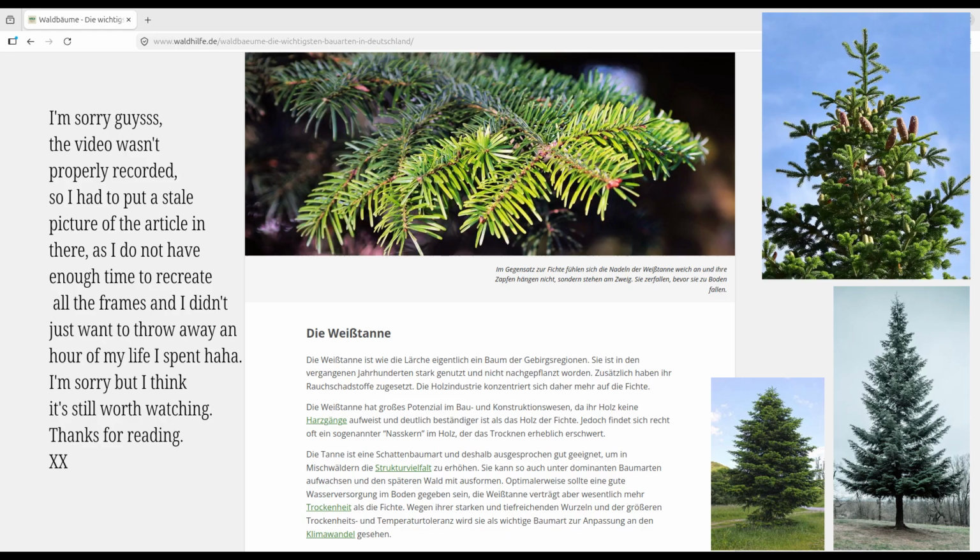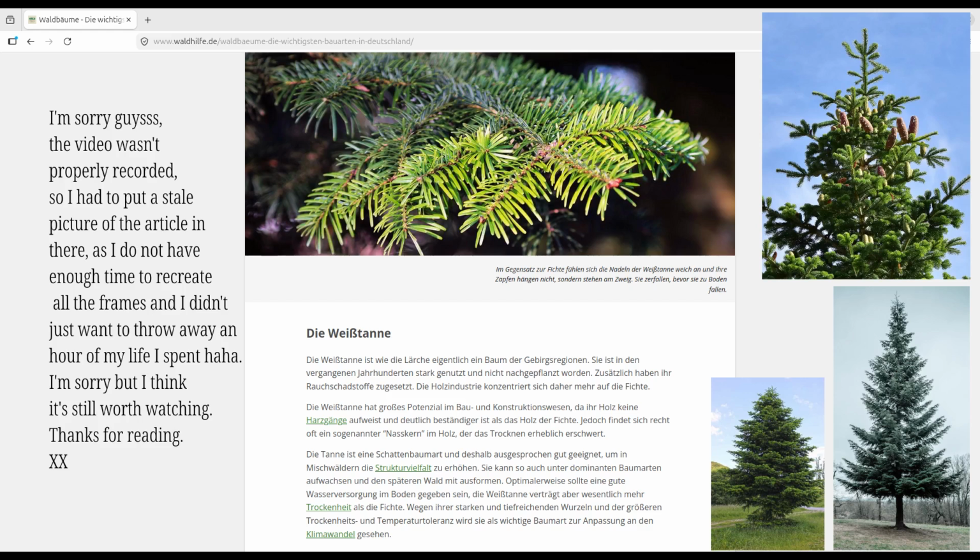Die Weißtanne, the silver fir, has big potential in construction, like the construction, I don't know, how do I translate that? Construction being, civil engineering, interesting. In civil engineering, as its wood doesn't show any resin veins and is a lot more consistent than the wood of the spruce.